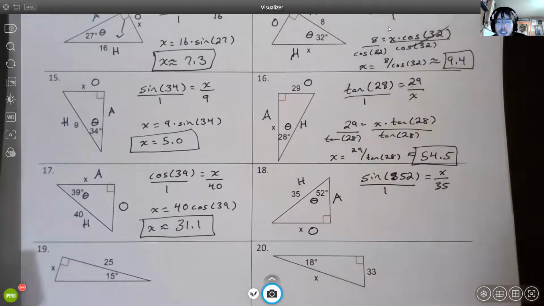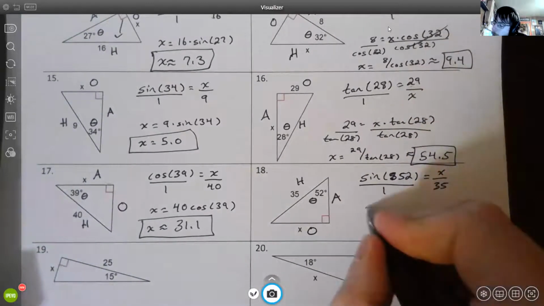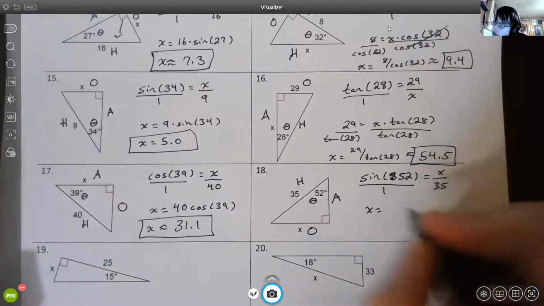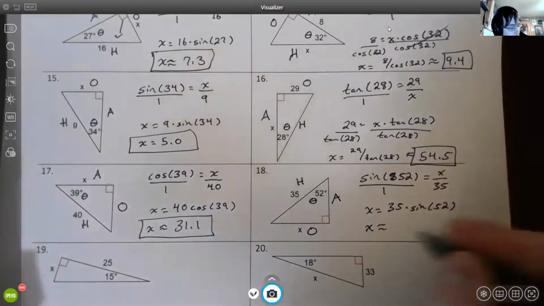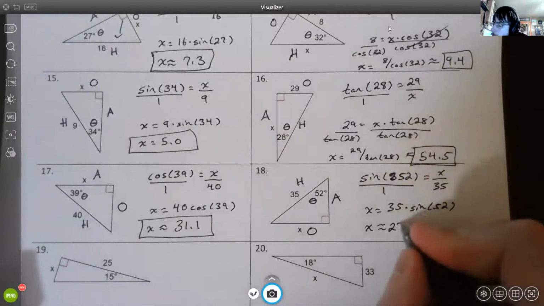Place over 1 and then cross multiply. X times 1 is x, 35 times sine of 52. When you plug that in the calculator, you find that x is approximately 27.6.